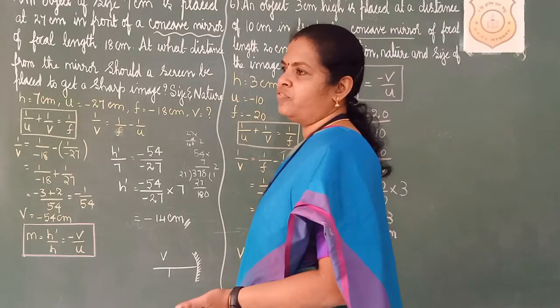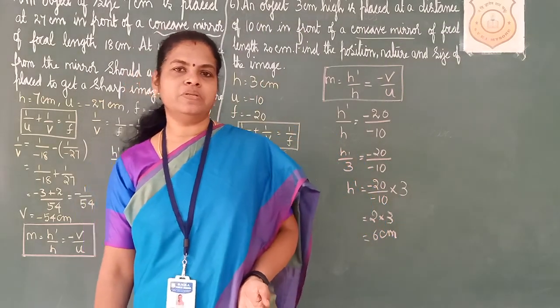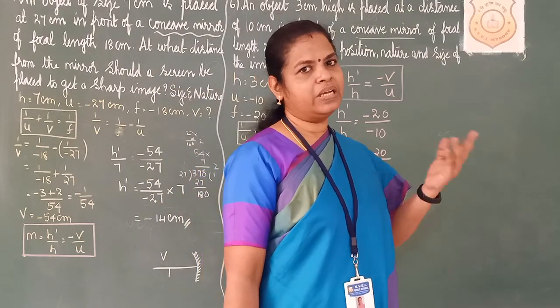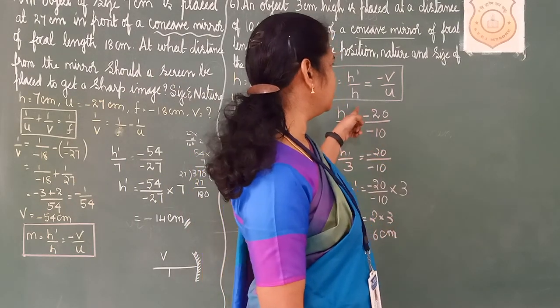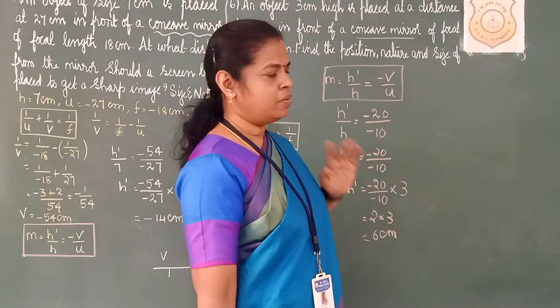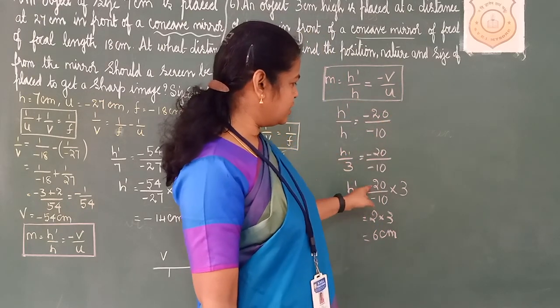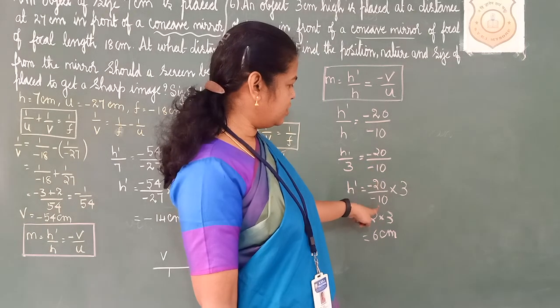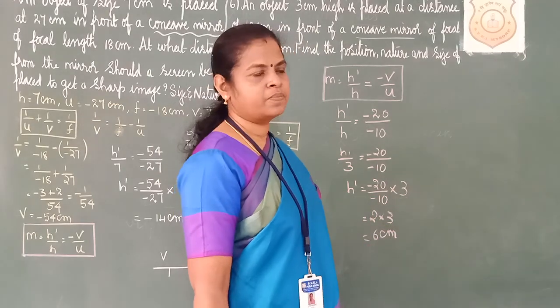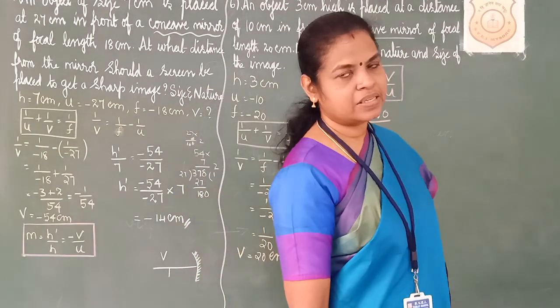We know the magnification formula is m is equal to h dash by h is equal to minus v by u. I have put this inside a box. I have told you many times that whenever a formula comes, you should put it inside a box. When you substitute, minus 20 by minus 10, you will get 2. 2 into 3 is 6. So the image formed will be 6 centimeters.